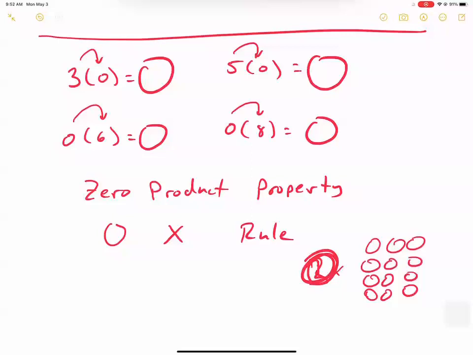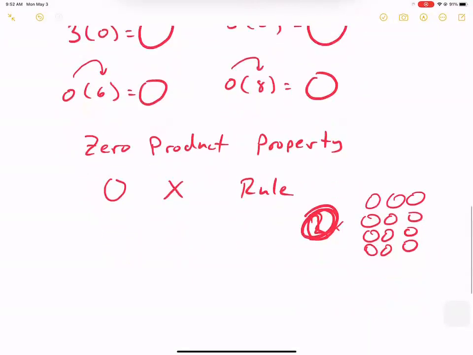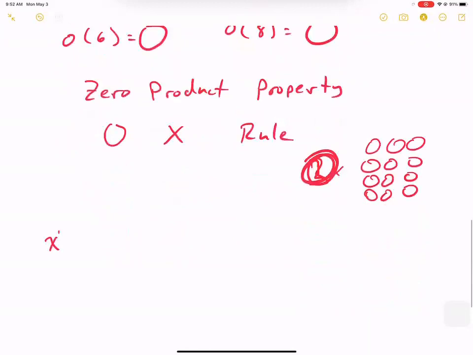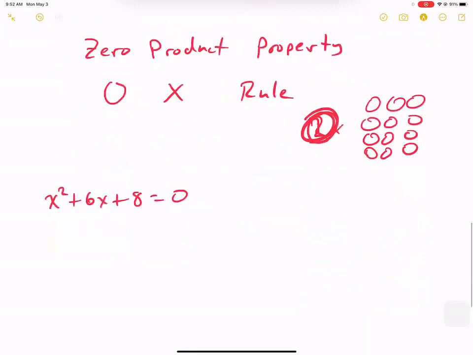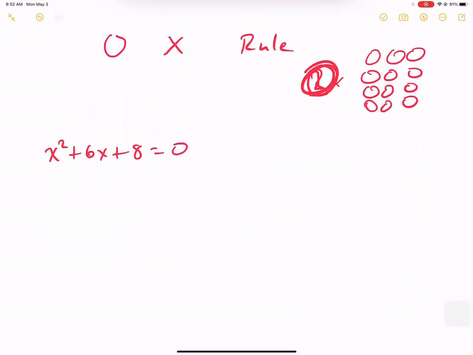And we're going to use this as our cheat in. This is our way of getting into solving this problem. Now let's go back and talk about this problem. X squared plus 6x plus 8 is equal to 0. We could randomly guess, right?